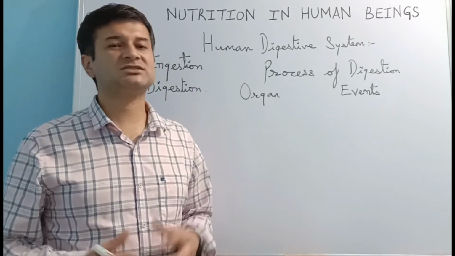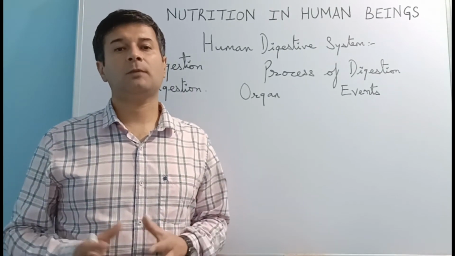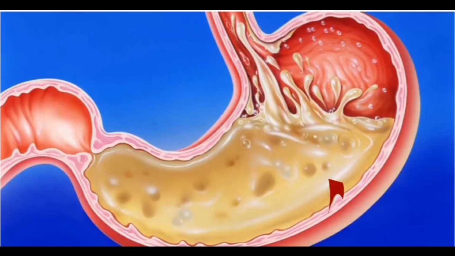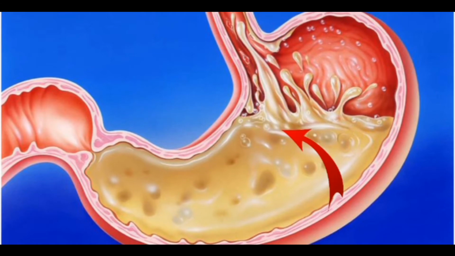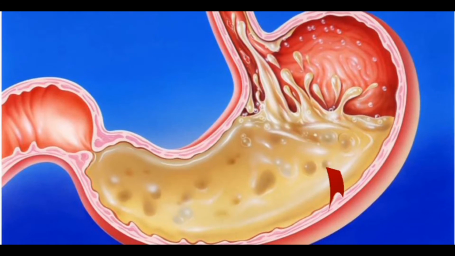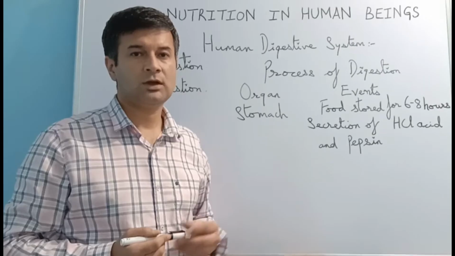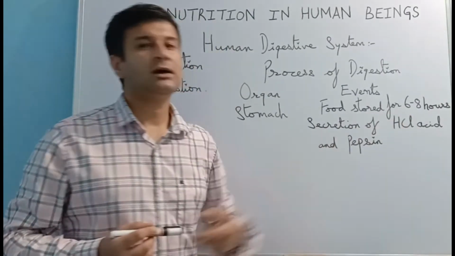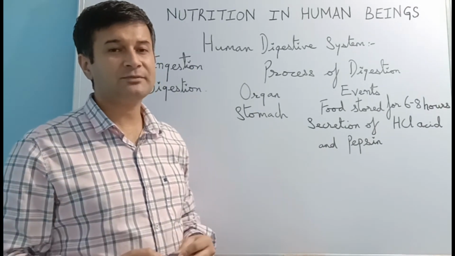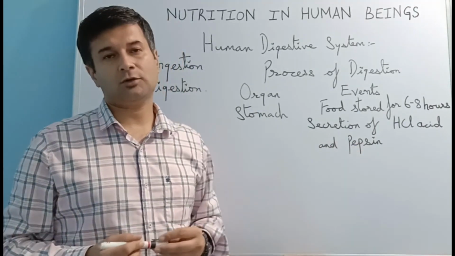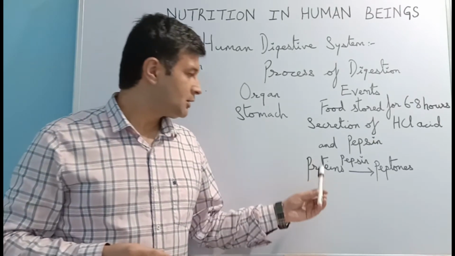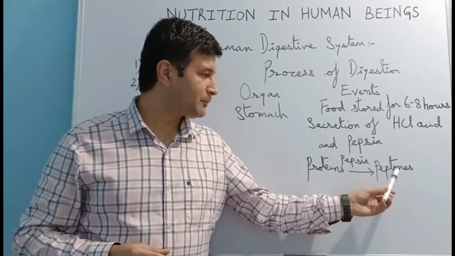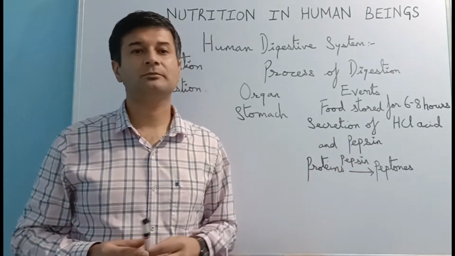When the food reaches the stomach, it is stored for about 6 to 8 hours. Once the food reaches the stomach, the gastric glands present in the stomach secrete gastric juices which contain hydrochloric acid and the protein digesting enzyme pepsin. Secretion of hydrochloric acid makes the food acidic and helps pepsin to act on proteins to convert them into peptones. Proteins are broken down into peptones with the help of the enzyme pepsin.